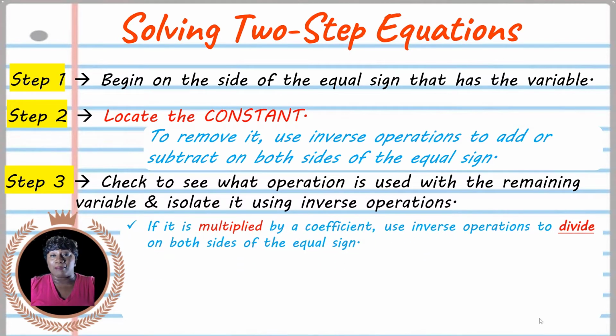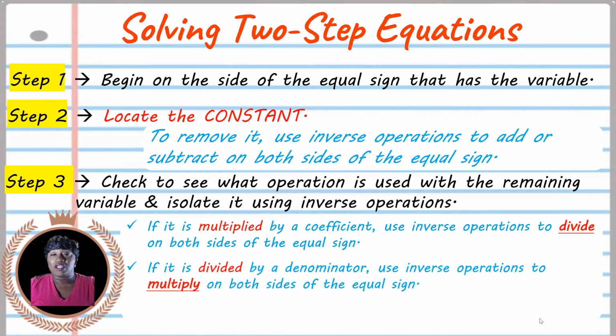If it is multiplied by a coefficient, use inverse operations to divide on both sides of the equal sign. If it is divided by a denominator, use inverse operations to multiply on both sides of the equal sign. If the variable is alone, you are done.